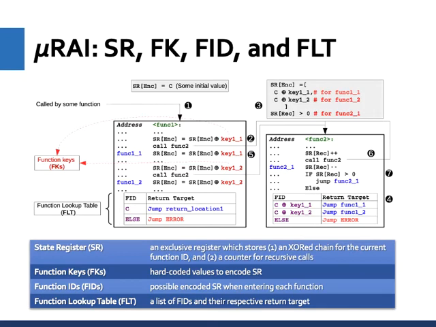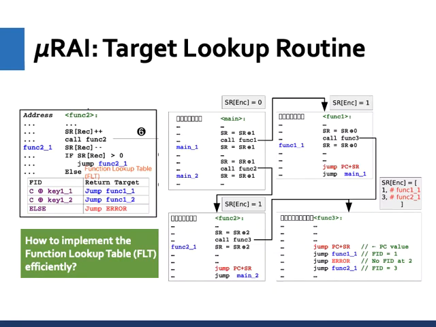So if we understand this diagram, we kind of already know the major point of MuRai, but we still have some details to cover and some more problems to address. Previously, we have mentioned the FLT, the table. That is a conceptual table here. So how do we implement this in the real code?